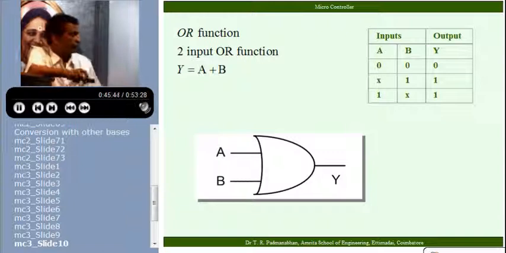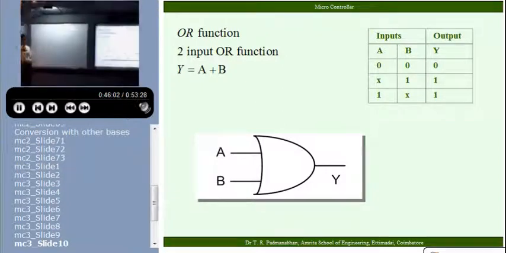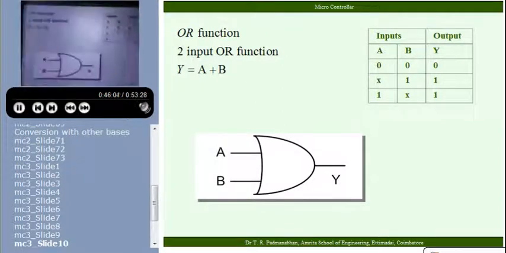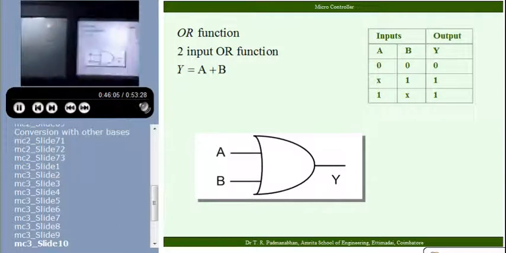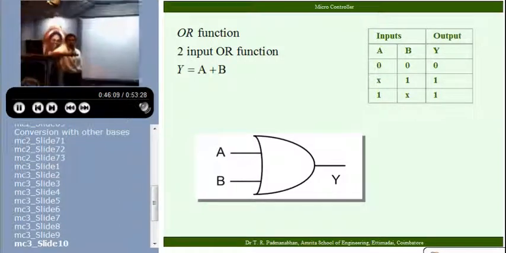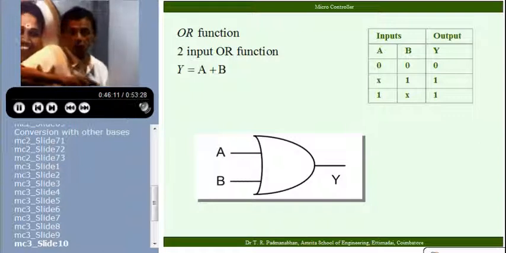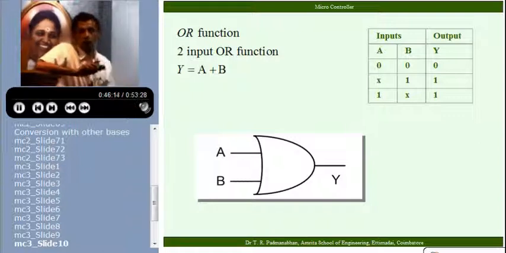Next is the OR function. This is a symbol for the OR function. This symbol represents OR activity, A or B. Y equals A or B. That gives the truth table. The OR function is like this. Output is 0 only if both inputs are 0. A has to be 0, B has to be 0, then only output will be 0.